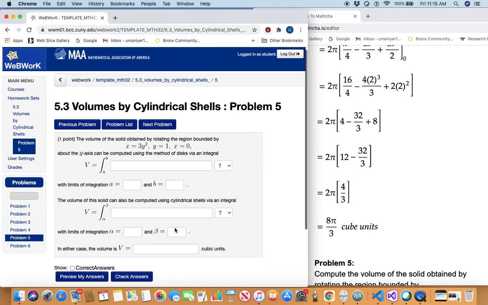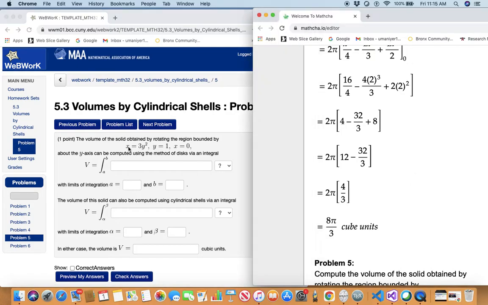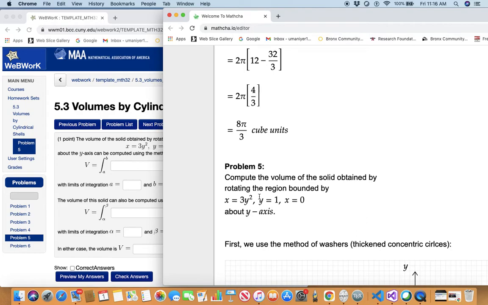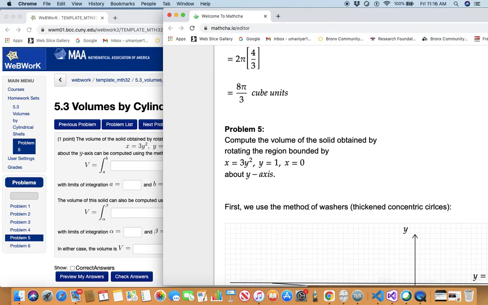Next problem. It's a similar problem. You have region x equals 3y squared, y equals 1, x equals 0. So region bounded by these three conditions, and you want to rotate it about the y-axis. So let's look for it. X equals 3y squared, y equals 1, x equals 0.